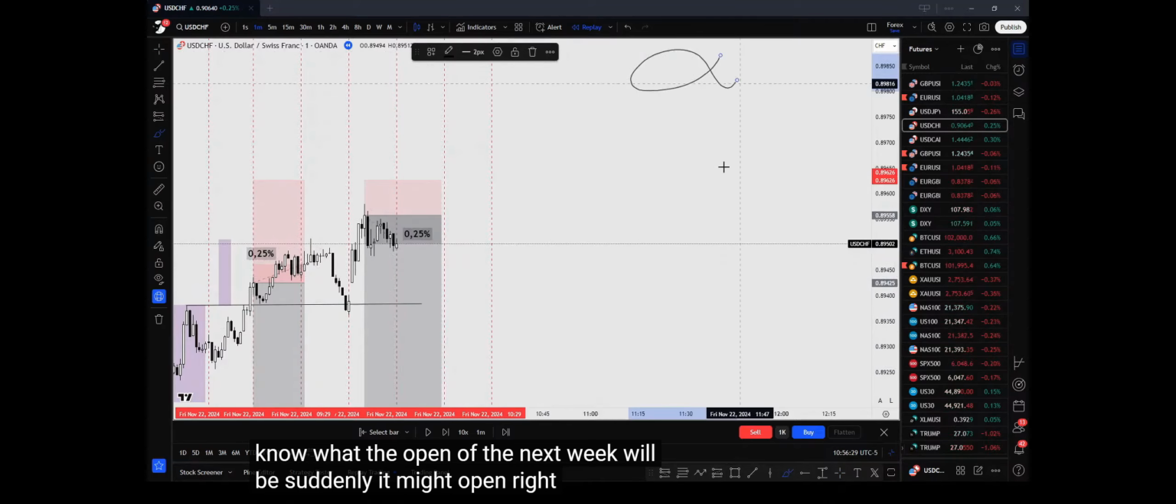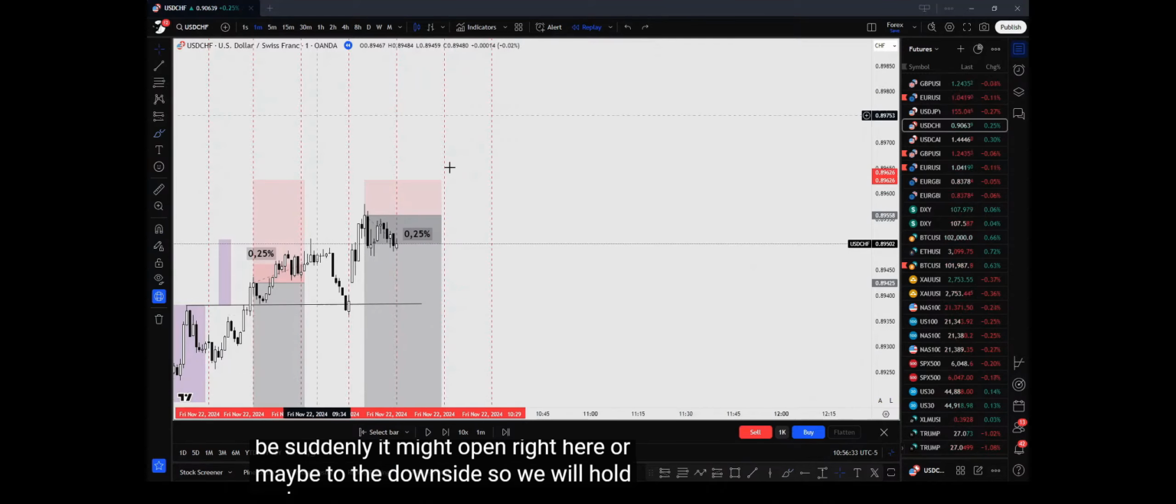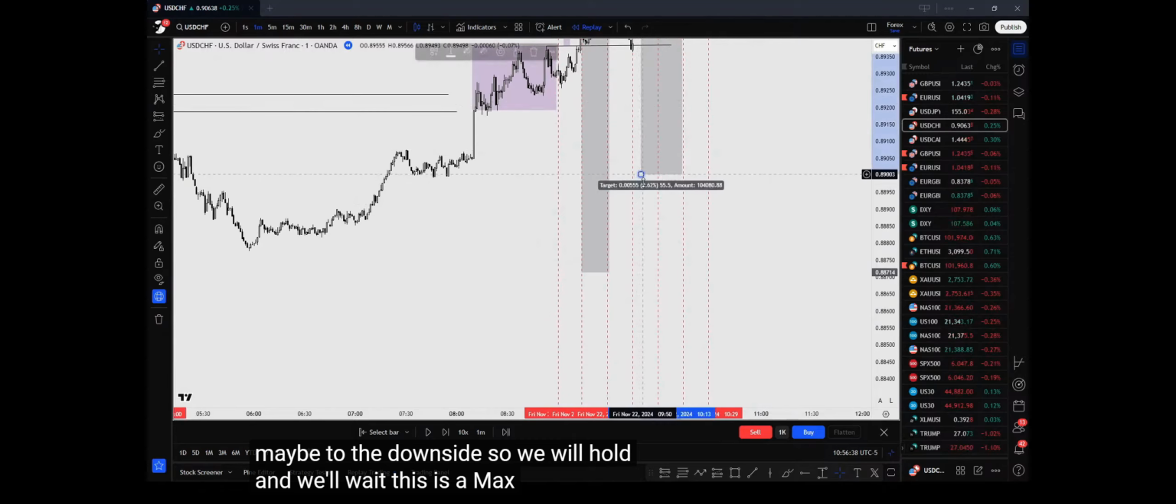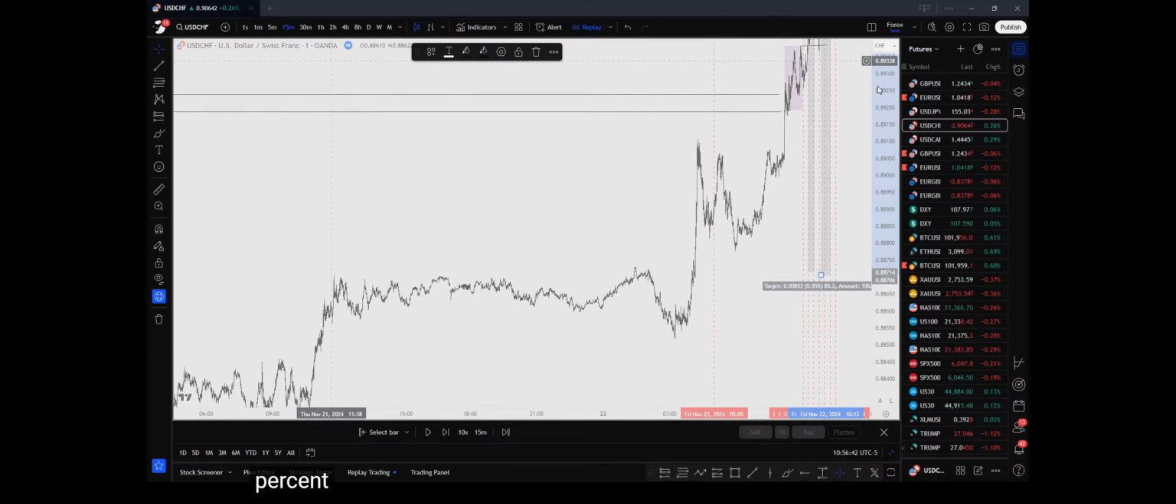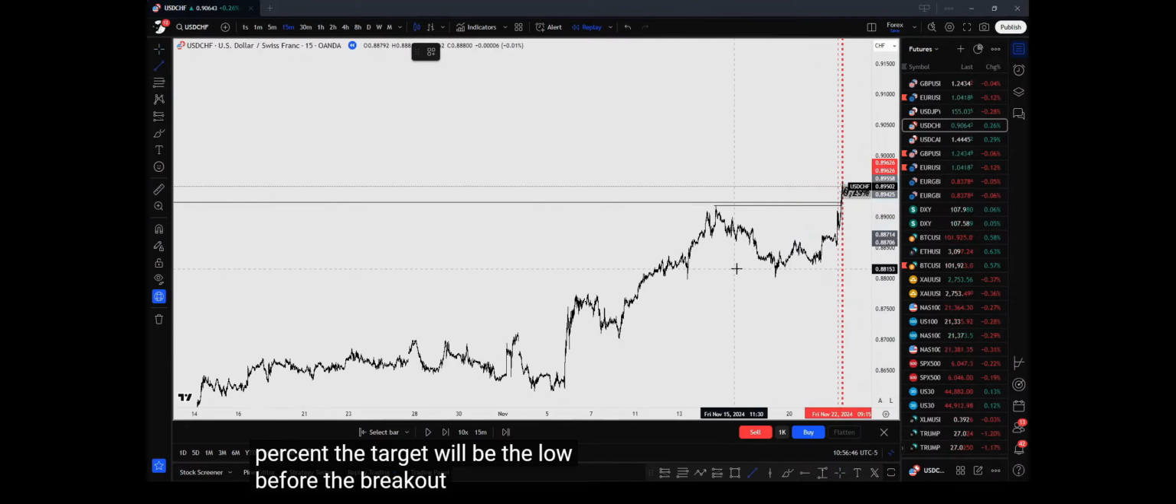We don't know what the open of the next week will be. Suddenly, it might open right here, or maybe to the downside. So we will hold, and we'll wait. This is a max 0.5%. The target will be the low before the breakout, the obvious one.